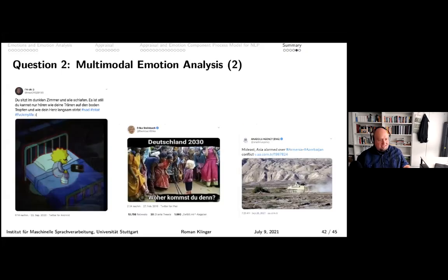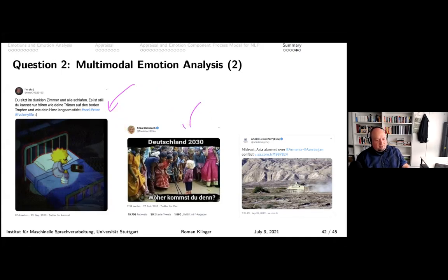When you look into examples on Twitter, you can see that images play various roles for emotion communication together with text. In this image here, for instance, the author uses the image in an illustrative manner. They want to communicate sadness, and they use this picture of Lisa Simpson in a dark environment on a bed.